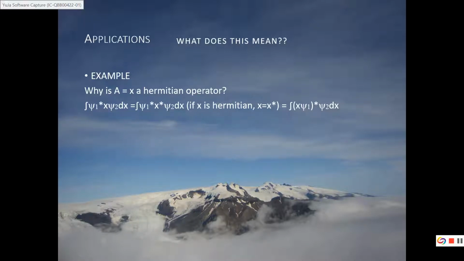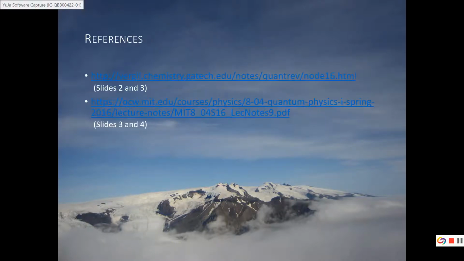So this is for A equal to x. When you have this star x, this is equivalent to, if you have this, you can add this star, because x equals x star if it's Hermitian. So if you add the star here, these two are equal, right? And then you can factor out this star, and you're left with that at the end. And because it goes from that to that, by definition, it is a Hermitian operator.